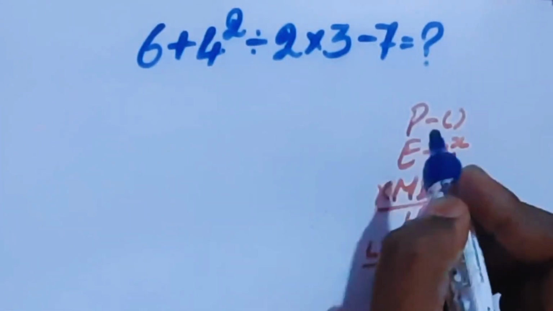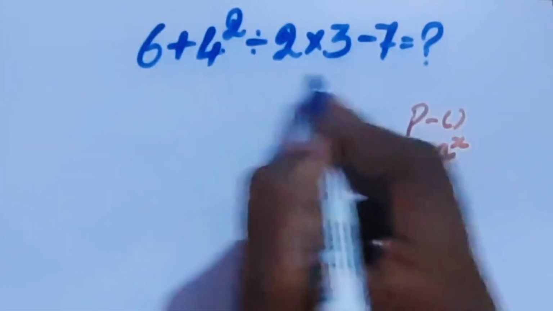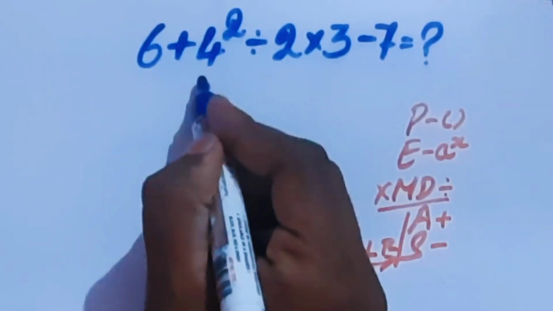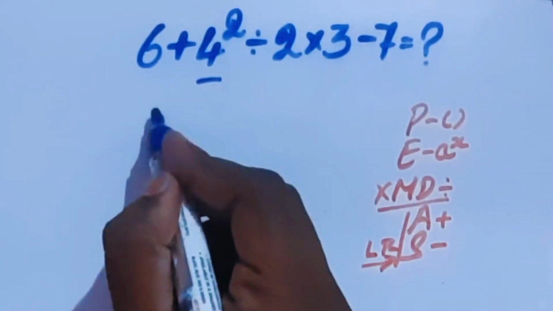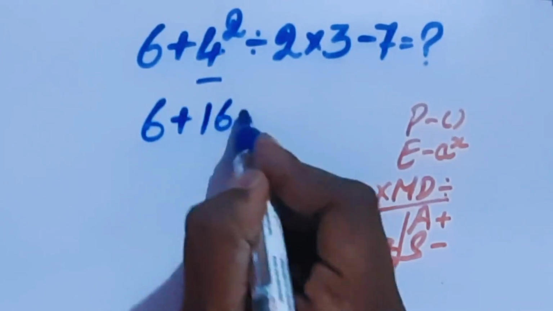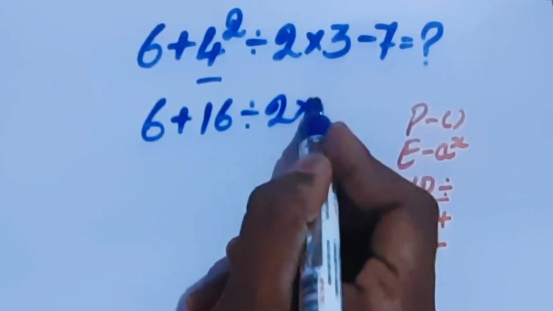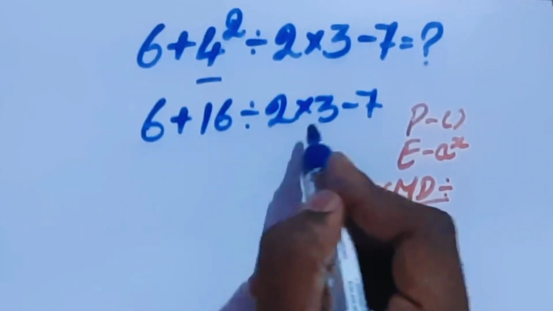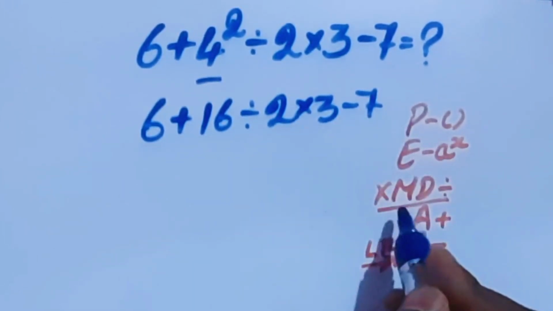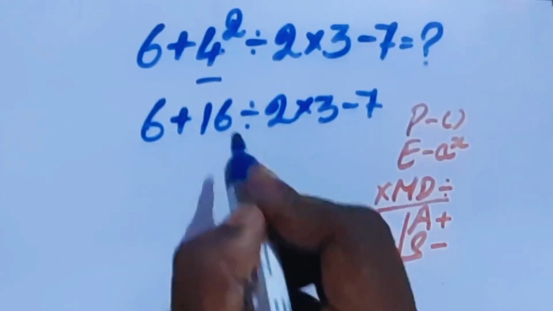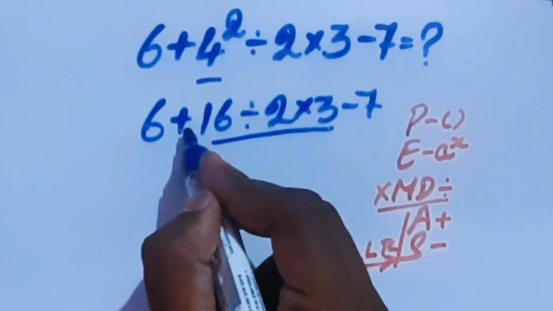Here, as per this order of operations PEMDAS, the bracket is higher priority. We don't have any bracket in this problem. Next priority is exponent. Exponent is 4 power 2. Here, 6 plus 4 power 2 is 16, divided by 2 times 3 minus 7. Here we have addition, division, multiplication and subtraction. Multiplication and division are higher priority than this addition and subtraction. So we have to do this before this addition.